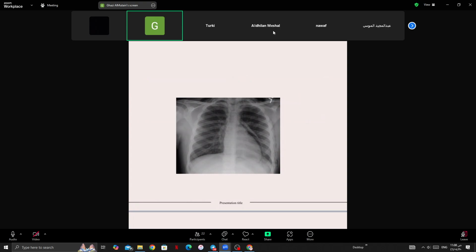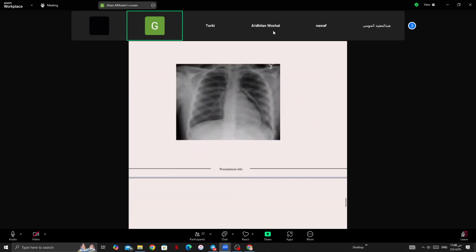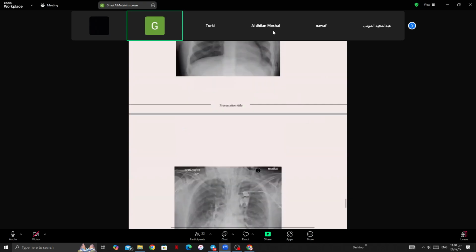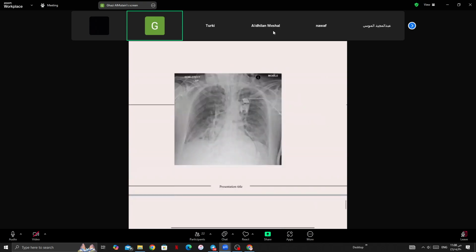If you have this sign in a patient that you suspect has an esophageal tear, it gives you a clue. What about this X-ray? Again, you see around the heart border, there is mediastinal air. So we call it pneumopericardium or pneumomediastinum.